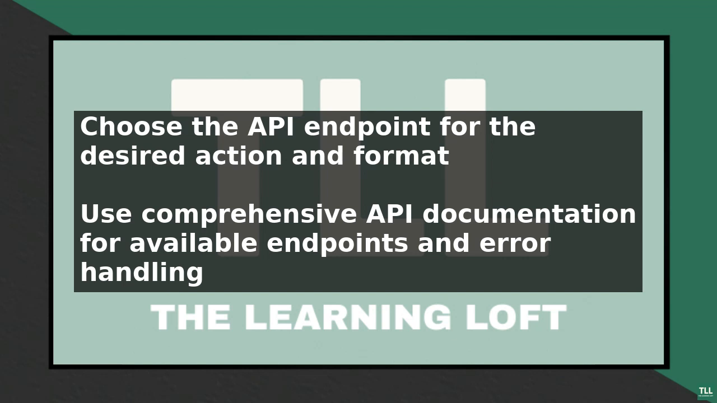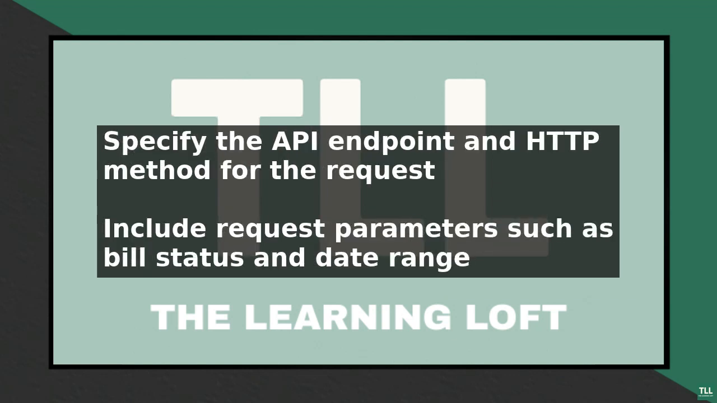It is essential to handle errors and exceptions properly to ensure that the application can recover from failed API requests. Bill.com API returns standard HTTP error codes and provides detailed error messages to help diagnose and resolve issues.